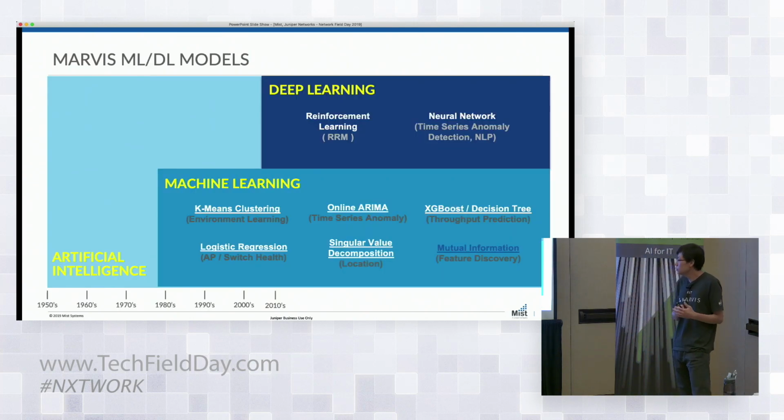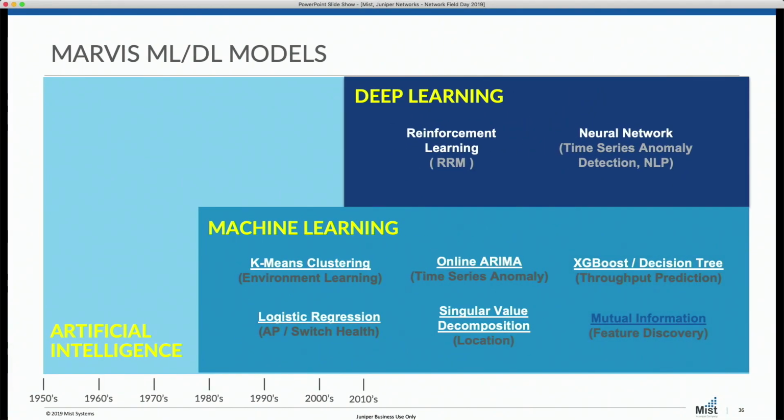Next, in addition to the framework, Marvis also uses various machine learning and deep learning models. I'm not going to go through the details here, but one thing I want to point out: the two deep learning models on the top, reinforcement learning and the neural network, are really the foundation of the third AI paradigm shift, which happened in the last 5-6 years, and are also the key technology behind other AI systems like Alexa, AlphaGo, Google Home. And we use both of them inside Marvis to solve the radio management and the anomaly detection problems here.